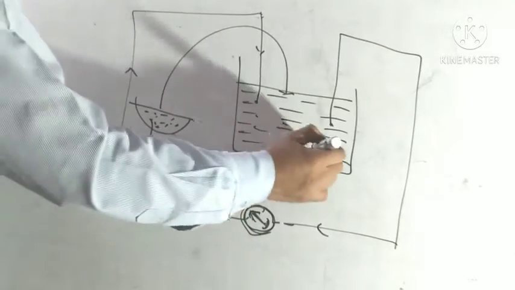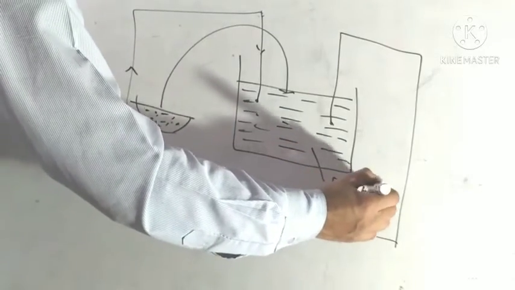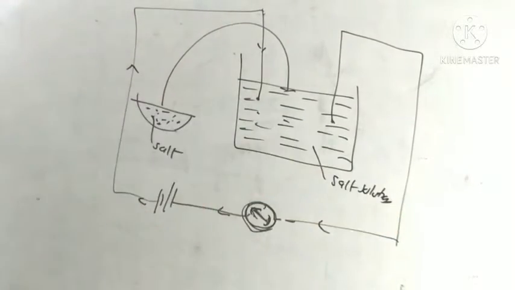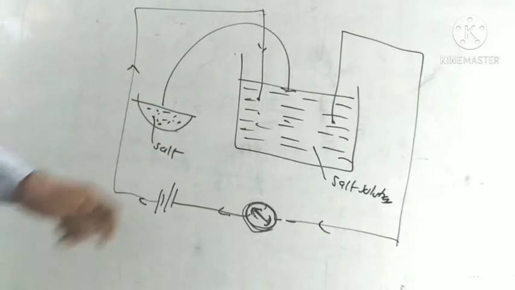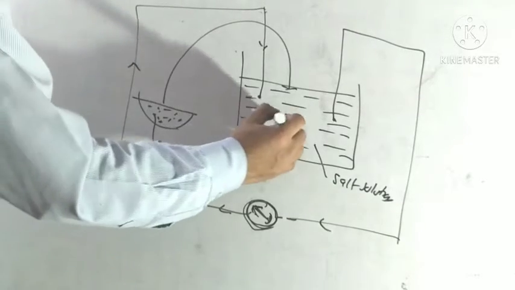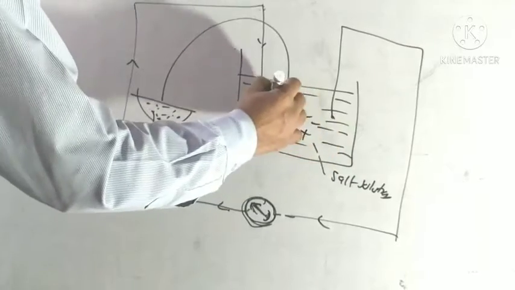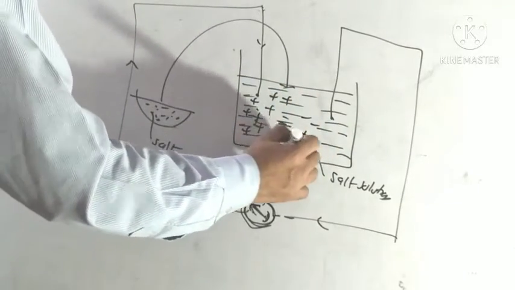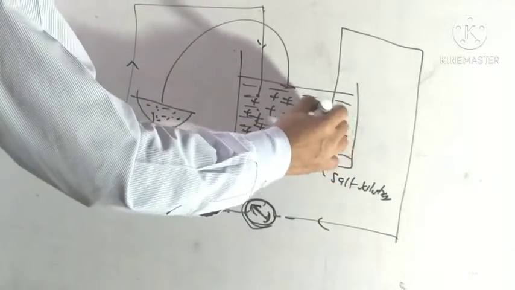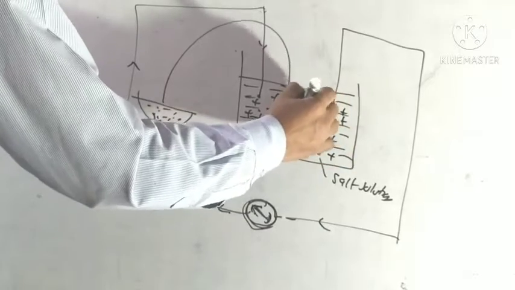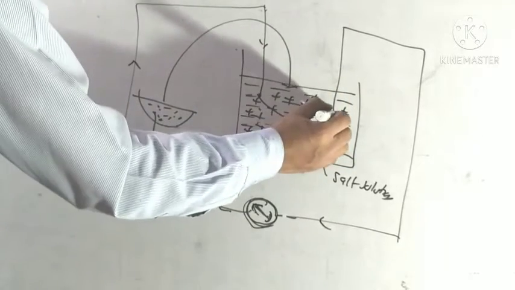So this is a salt solution. When electricity passes through this salt water, it breaks into positive and negative ions. These ions carry electricity from this point to this point.